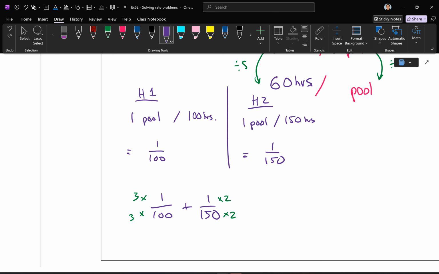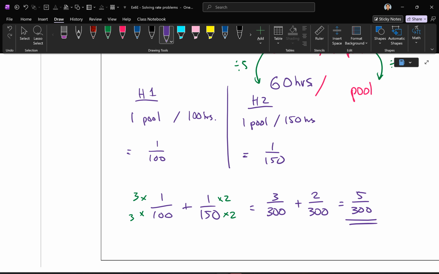And you can see your fraction ends up being 3 over 300 plus 2 over 300, which gives you an answer of 5 over 300. That means it's 5 pools per 300 hours. And then from there, you can work out per pool. Okay, so this is the mathematics. But had I just done that for you, you would not understand why that works. I wanted you to see the logic behind it.